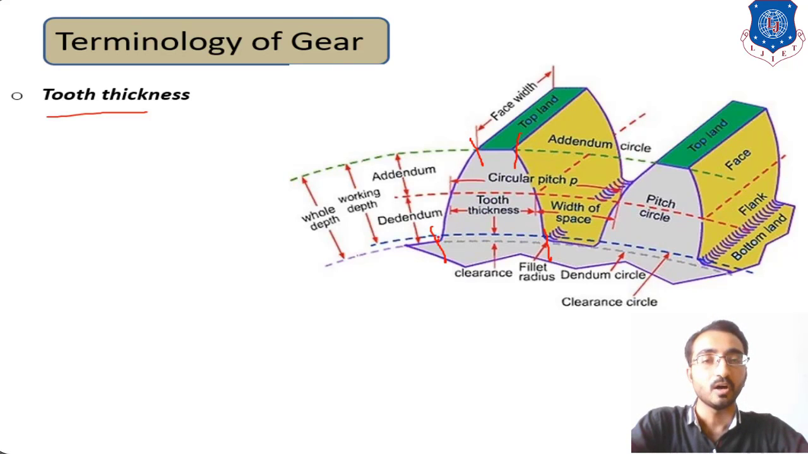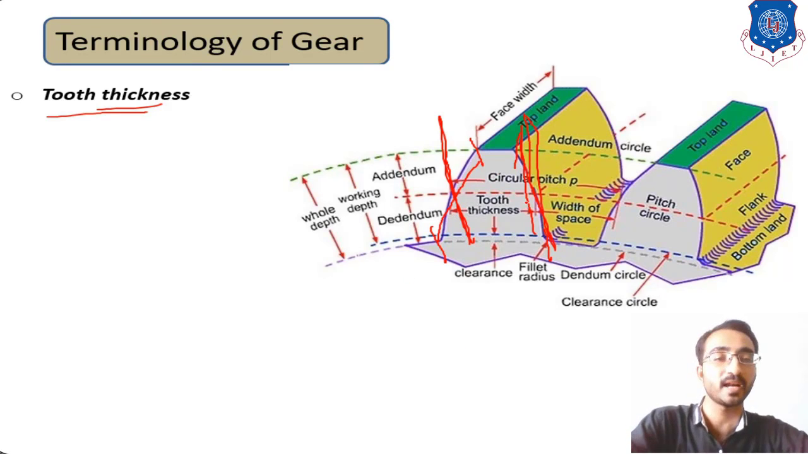It is varying throughout its profile. So you have to measure this tooth thickness along its pitch circle only. That's why we have first introduced the pitch circle, which is an imaginary circle. So with the help of this imaginary circle, you can define various parameters here.